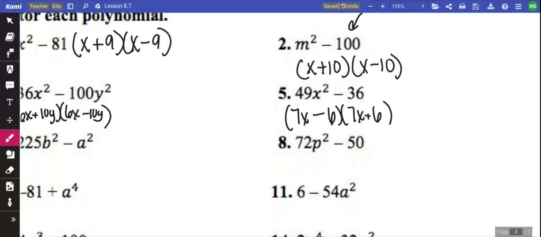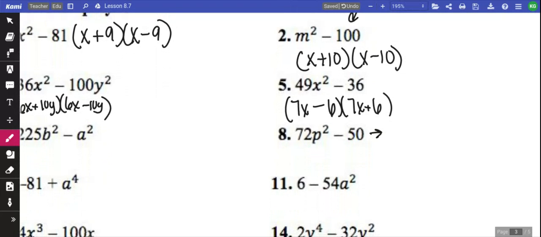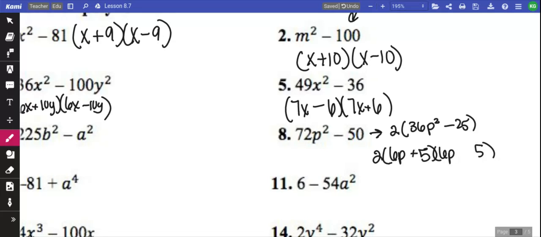Now, you do have to be careful and watch for ones that have a greatest common factor like this one. One of the clues that gives it away is 50 and 72 are not perfect squares. Also, they're both even, so I know that 2 is my greatest common factor. That will leave me with 36p squared minus 25. The square root of 36p squared is 6p. The square root of 25 is 5.